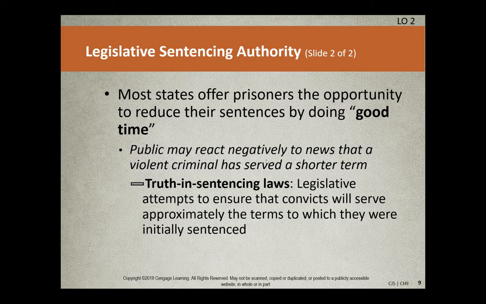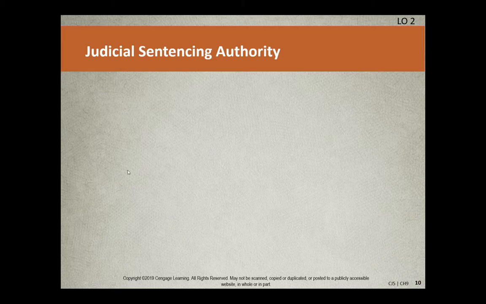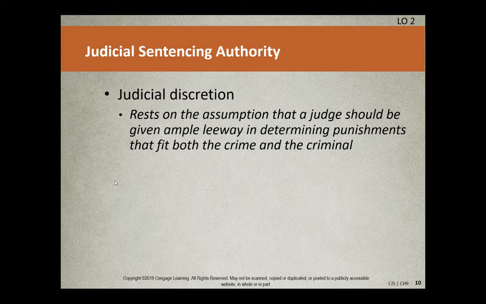At a traditional sentencing hearing, the judge is no longer an arbitrator between the parties. He or she is now called on to exercise the ultimate authority of the state in determining the defendant's fate. Individualized justice is where a qualified judge has the discretion in making the sentencing decision. Judicial discretion rests on the assumption that a judge should be given ample leeway in determining punishments that fit both the crime and the criminal.